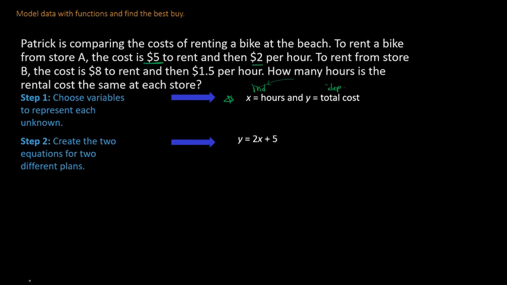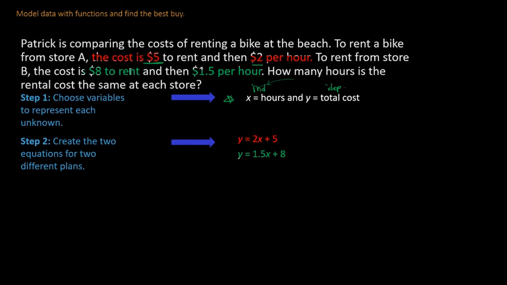So for store A, we have y equals 2x plus 5 because it costs $5 just to rent it. So we have that flat rate of $5 plus $2 per hour. $2 times x, the number of hours you're on the bike for. Solving that will give you y, the total cost of renting the bike. Do the same thing for your other plan. So plan B, the cost is $8 to rent, so $8 plus $1.50 per hour, 1.50 times x, the number of hours we rent for, is equal to y, the total cost.